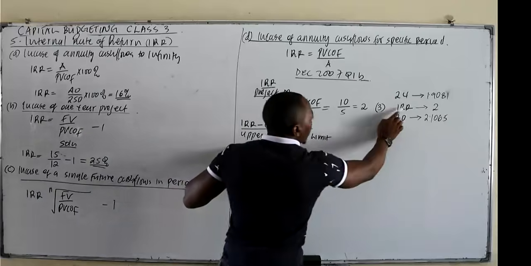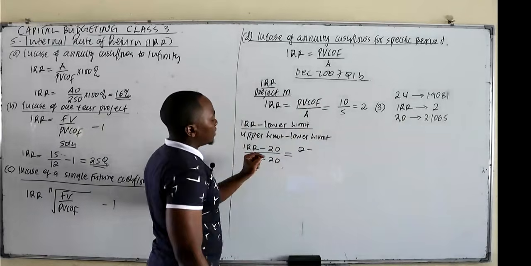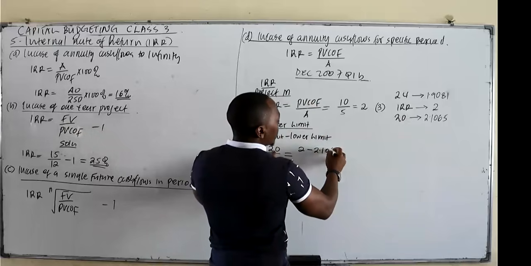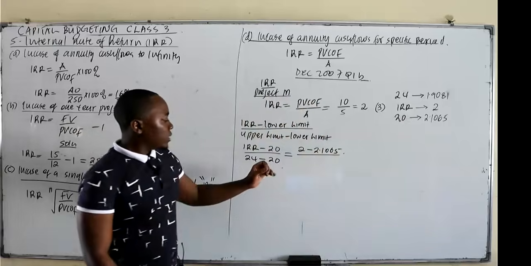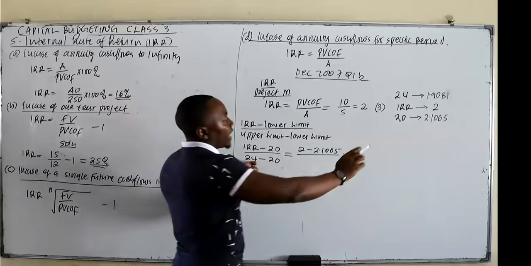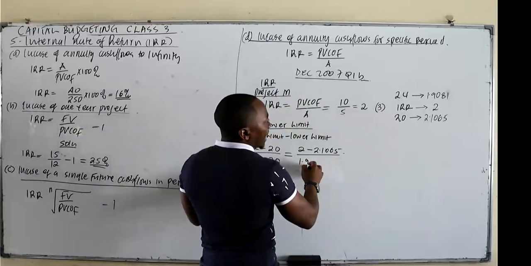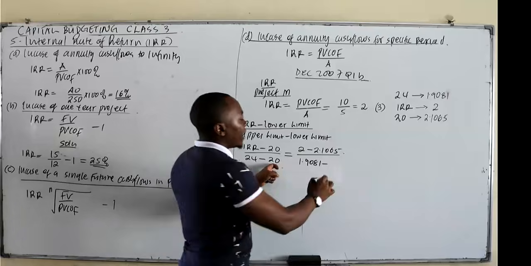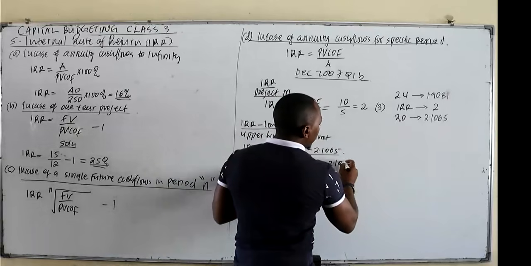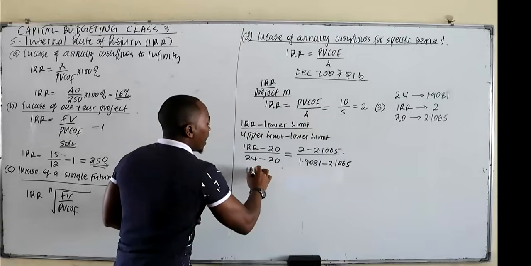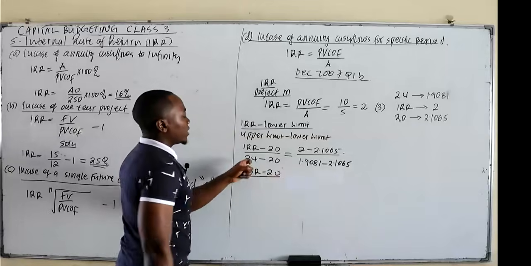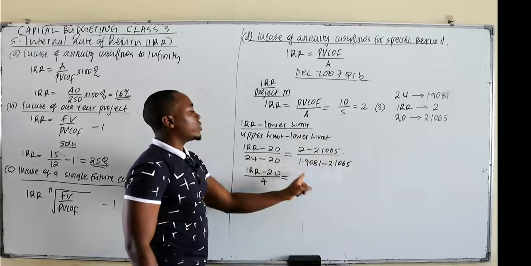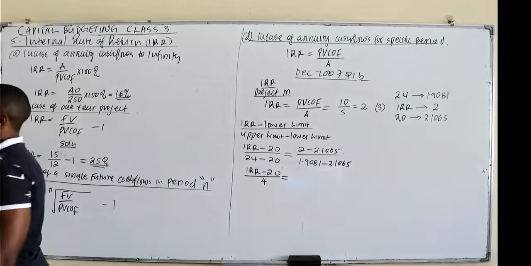IRR is 2 minus, for 20%, we have 2.1065. For 24%, here we have 1.9081. Then you minus for 20%, and for 20% we have 2.1065. So it will be IRR minus 20, over 24 minus 20, you get 4. Can you compute this? Compute that, give me the answer.